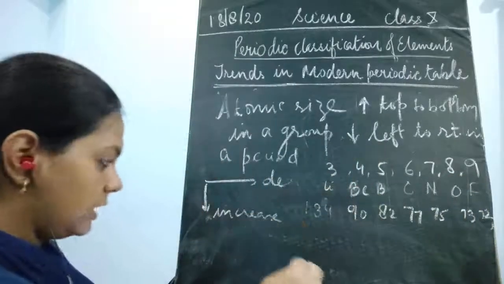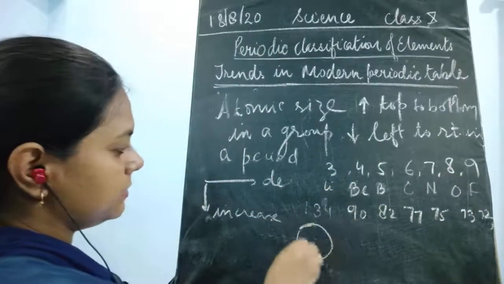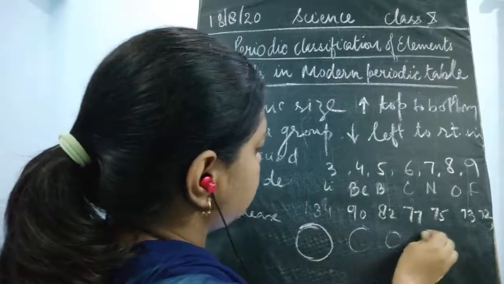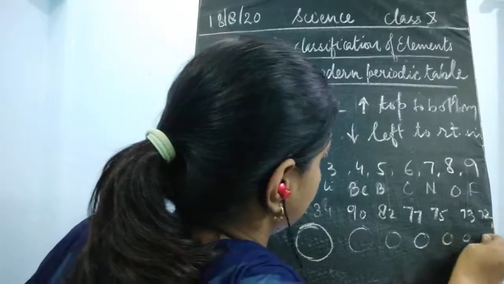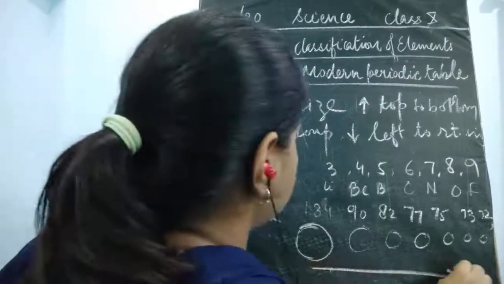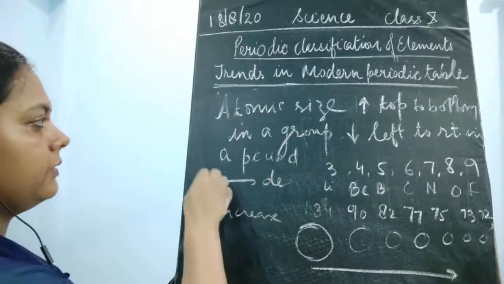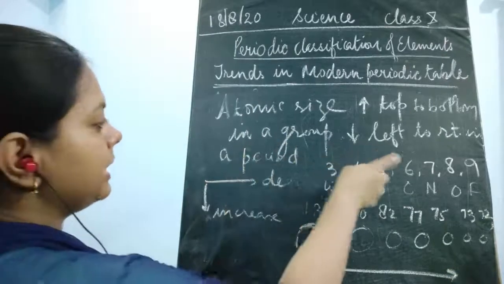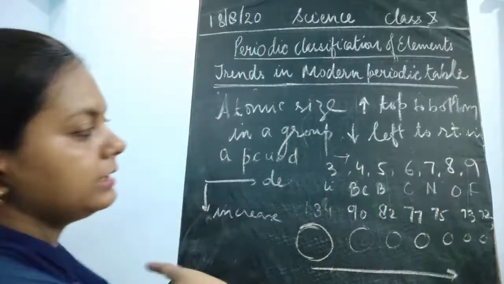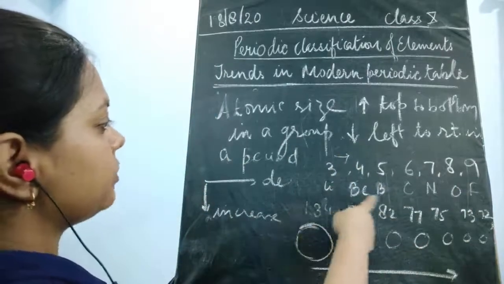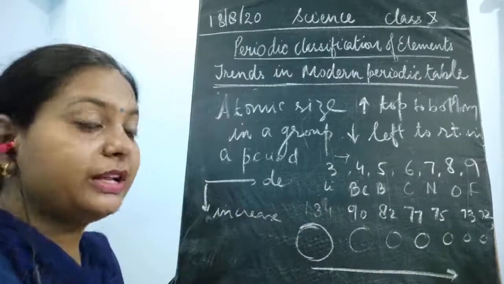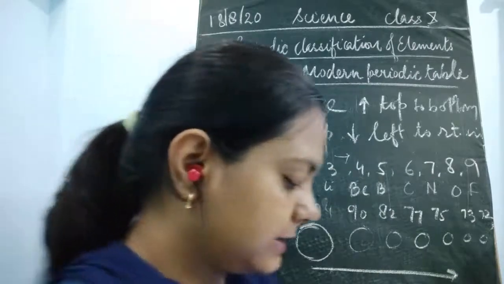Fine. So if we say that this is a large circle, then smaller, then smaller, then smaller. So this goes on decreasing when we move across a period from left to right. All these are the group numbers. When we are moving across a period, it is going to decrease, children. Okay, so why is this happening?